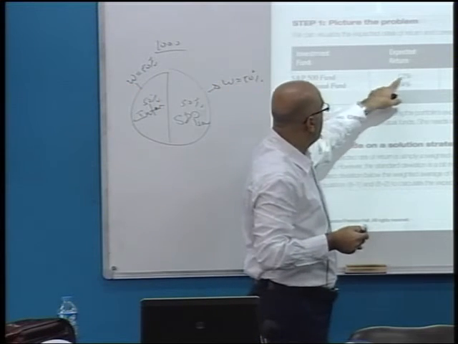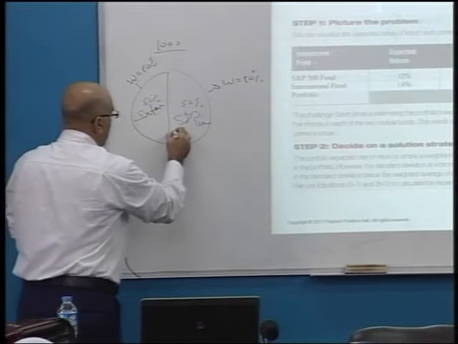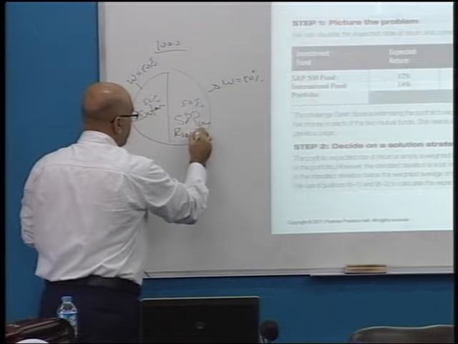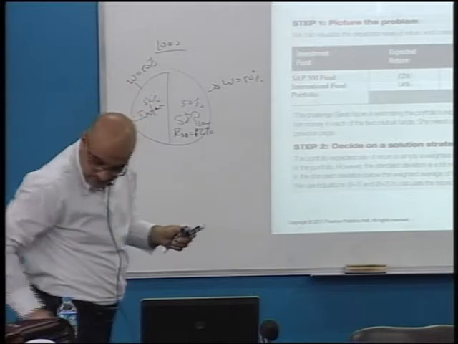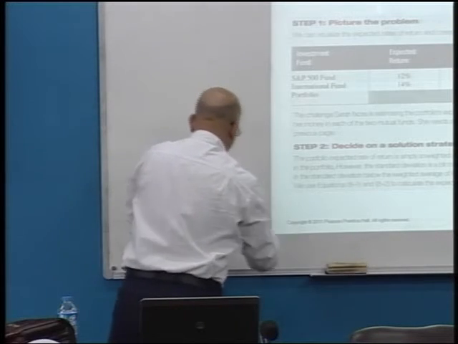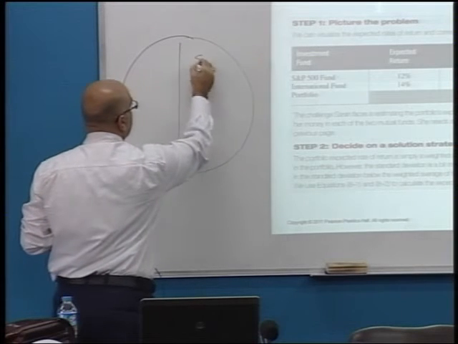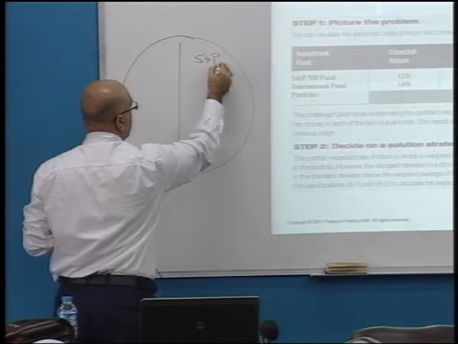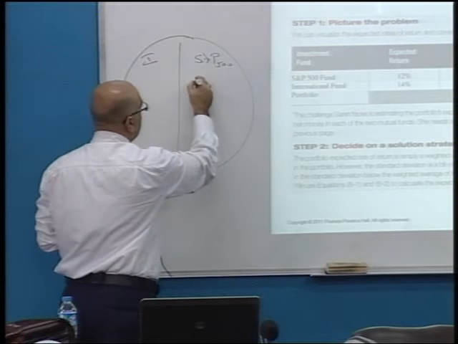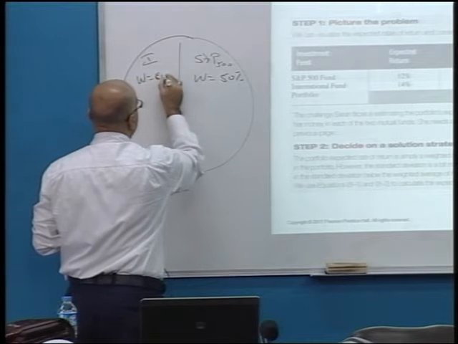The expected return of the S&P 500 is 12%. So our S&P is equal to 12%. So again, we have this portfolio. This is investment in S&P 500, and this is in the international. And given this information, the weight of this is 50%, and the weight of this is 50%.